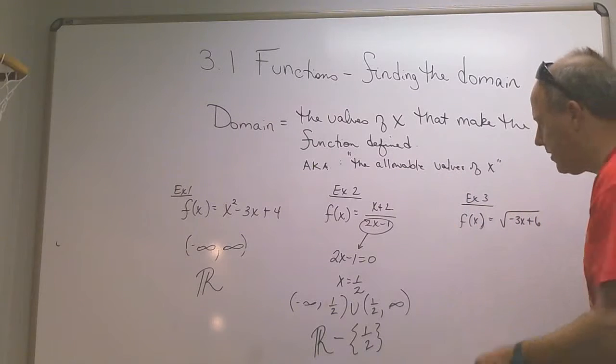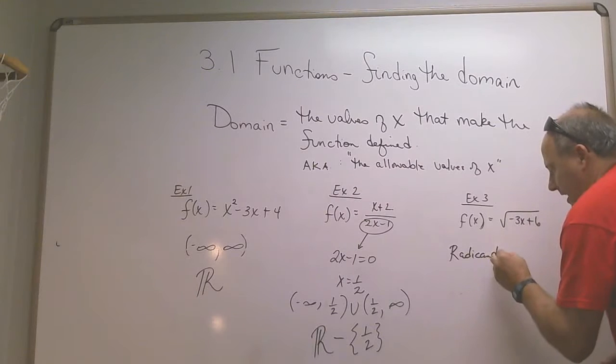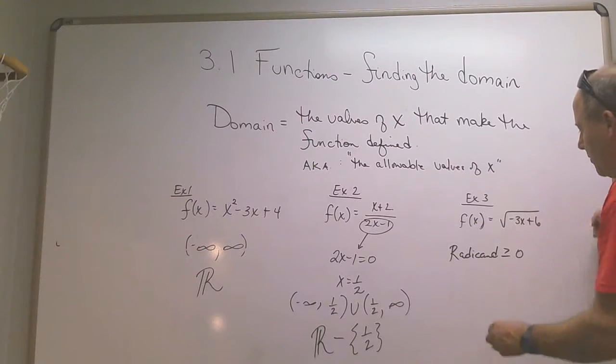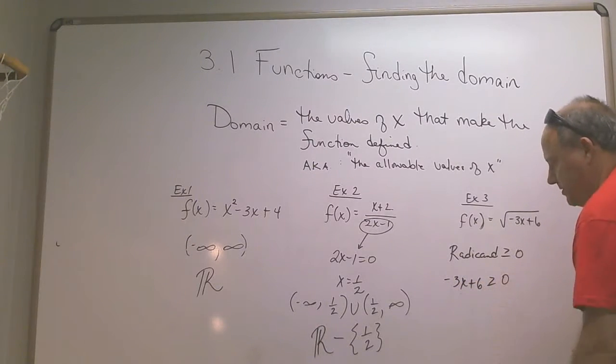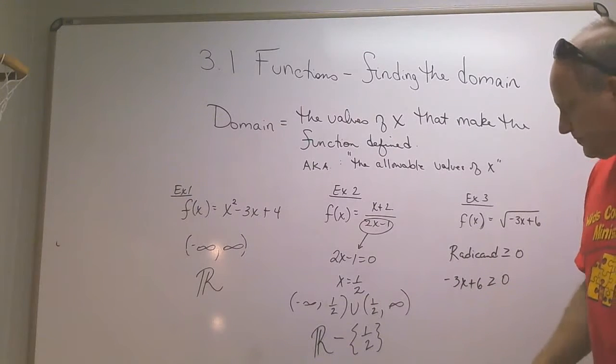What numbers will work? Well, the radicand has to be greater than or equal to 0. Now, what's the radicand? The radicand is the number inside the radical. So in other words, negative 3x plus 6 is greater than or equal to 0. So this is more of an optimist approach. We're going to figure out what numbers do work.